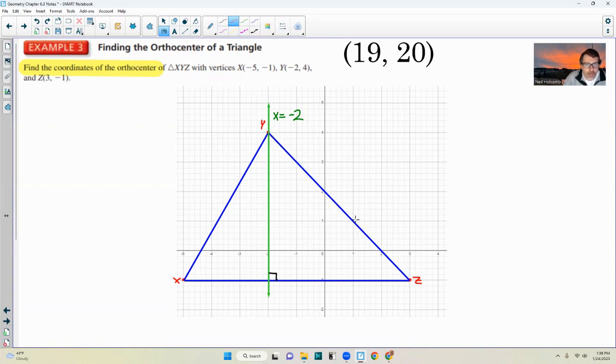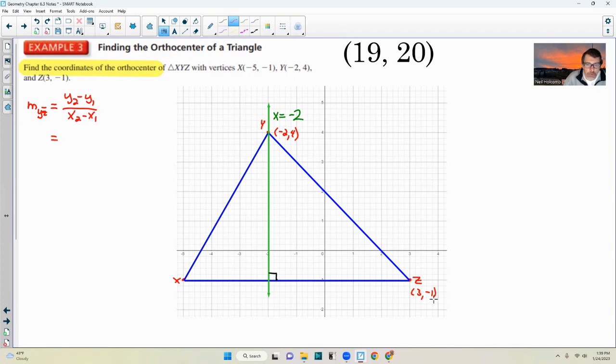So what is the slope of YZ? Well, we have a point Y at -2, 4, and we have a point Z, which is at 3, -1. You would say M, the slope of line segment YZ, equals, and slope is y2 minus y1 divided by x sub 2 minus x sub 1.